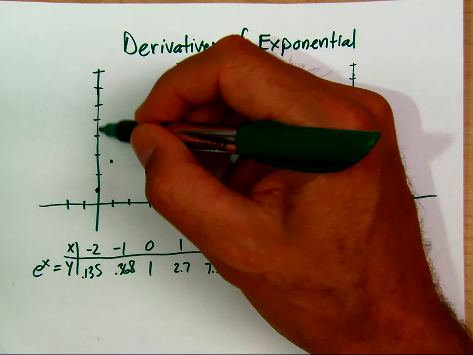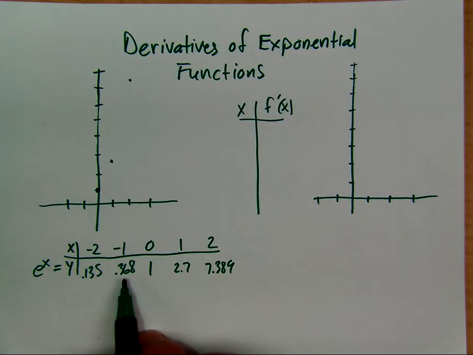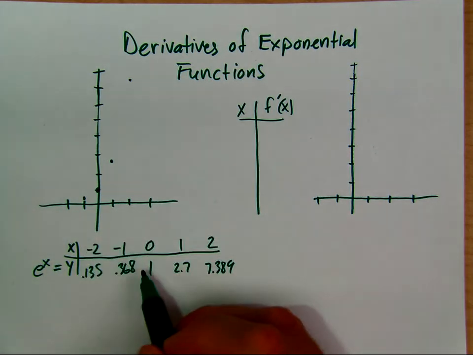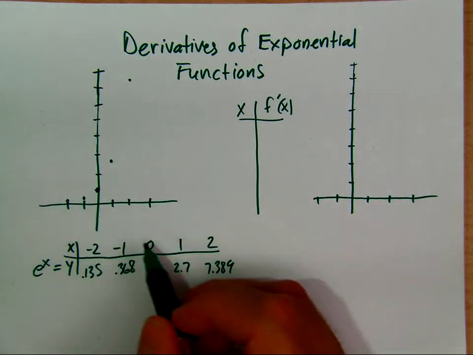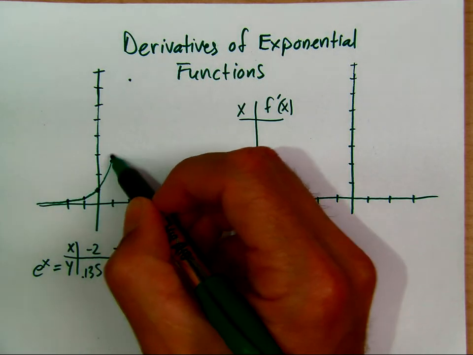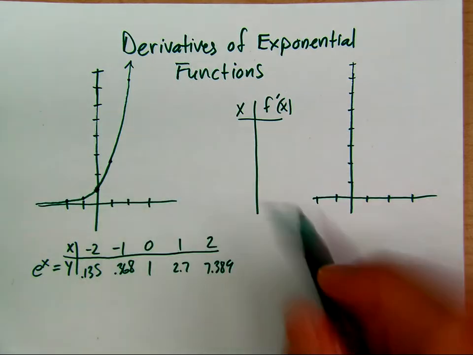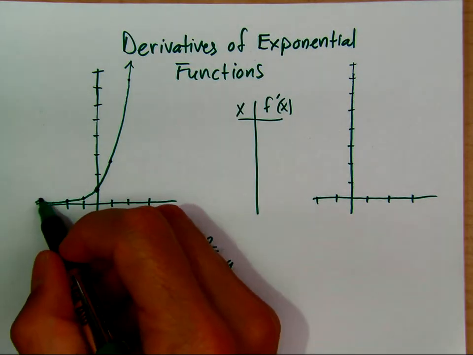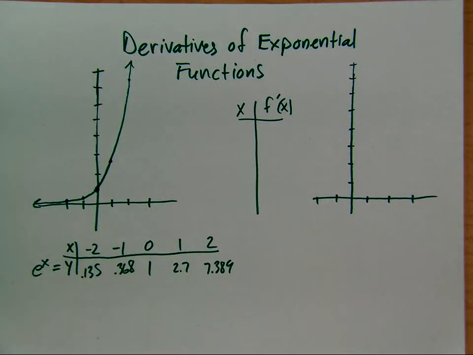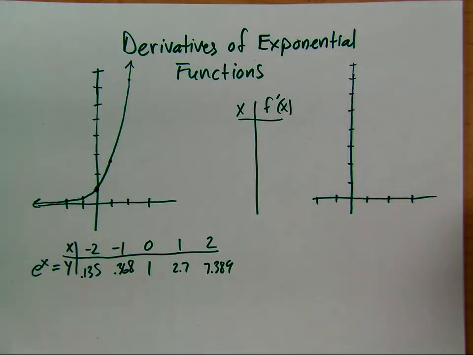1, 2, 3, 4, 5, 6, 7. At -1, a little below a half, and at -2, getting closer to the x-axis. So if we draw tangent lines and estimate the slope of each tangent line, then we can look at what the graph of the derivative is.